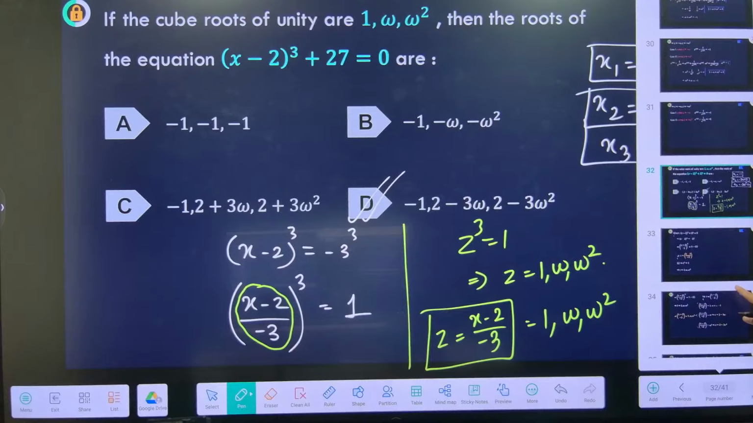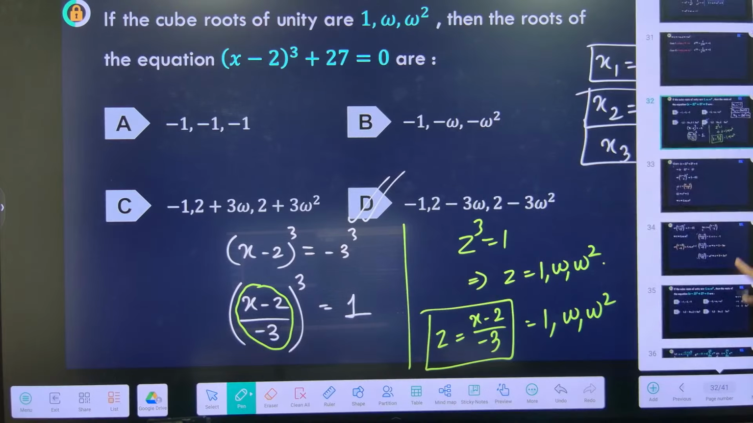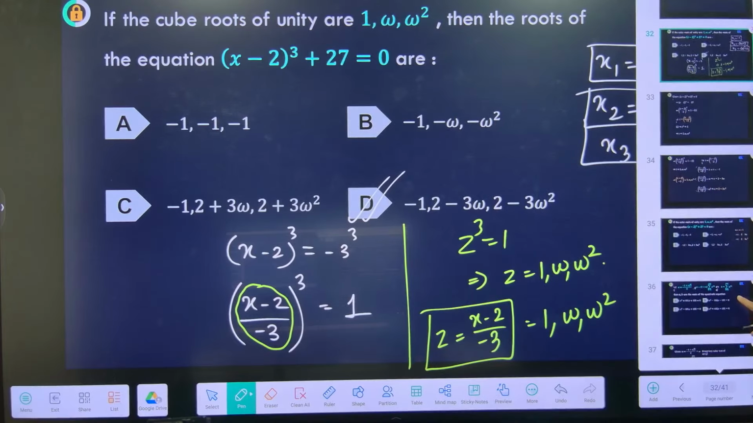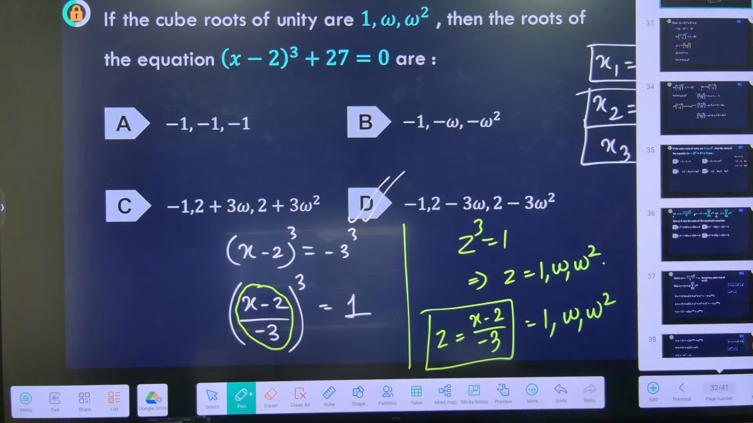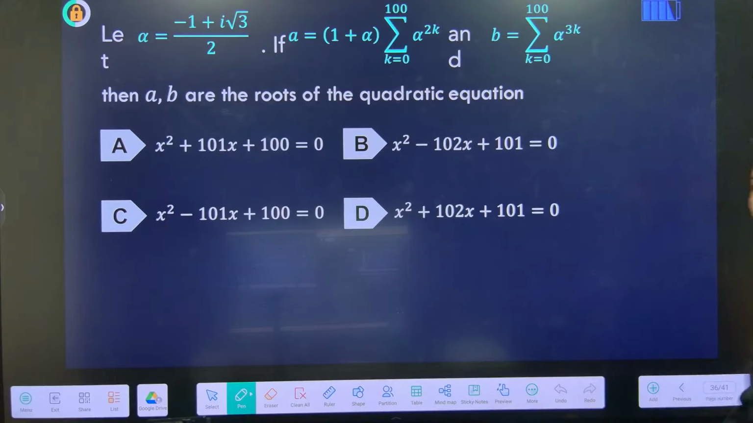All right. Clear? So this is how it is going to be. All right. Let's do this question now.